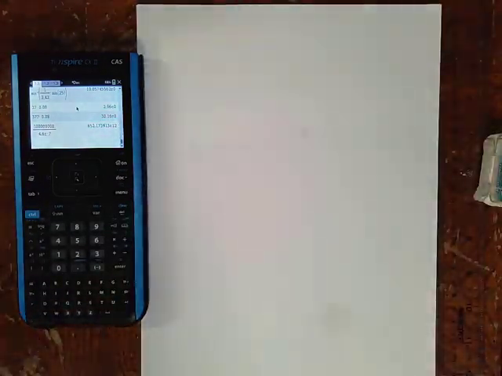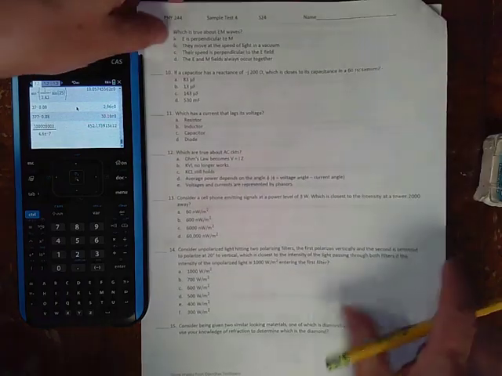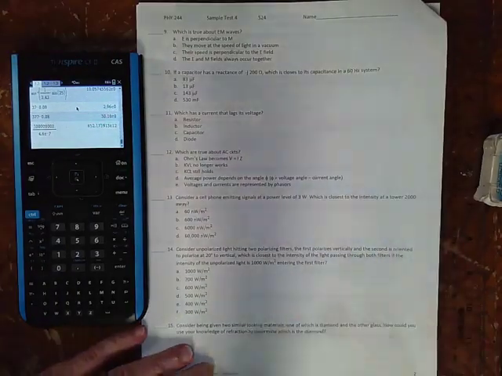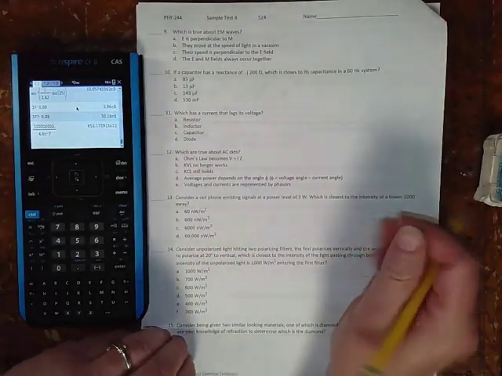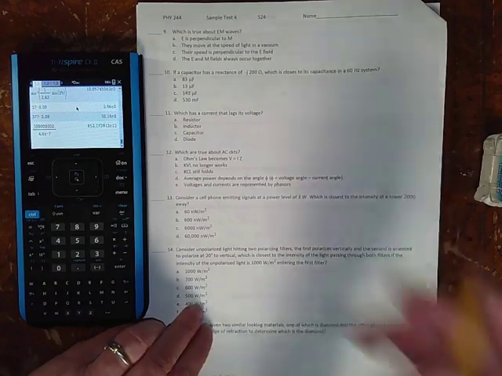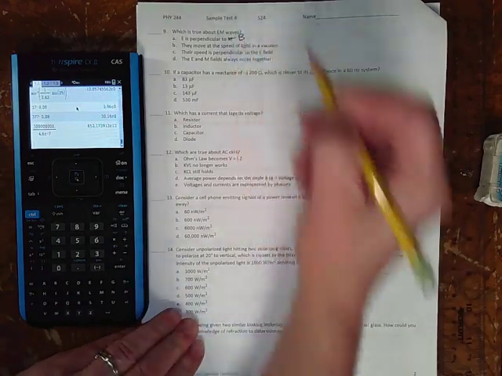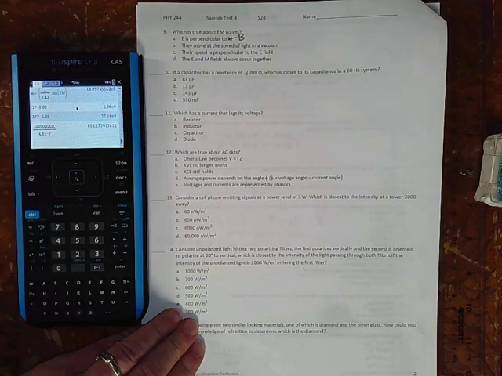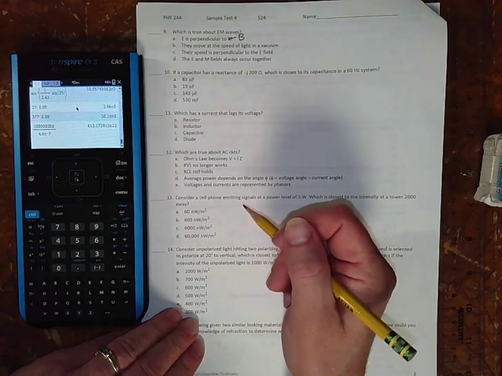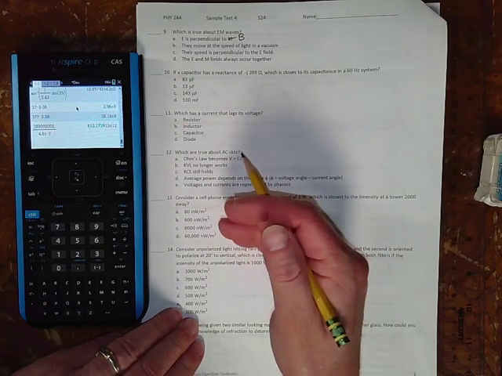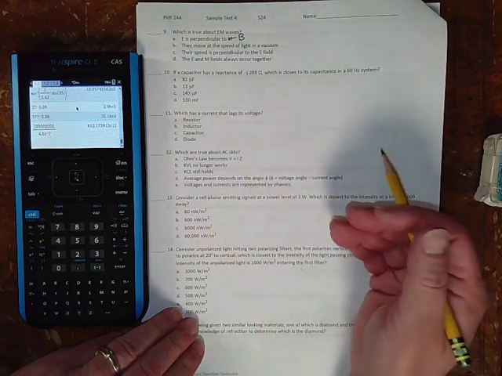Continuing on. What is true about EM waves? E is perpendicular to M, so it's a little bit weird notation. M, we probably mean B, but it is true that the E waves and the B waves are perpendicular to each other, or the electric waves are perpendicular to the magnetic waves.